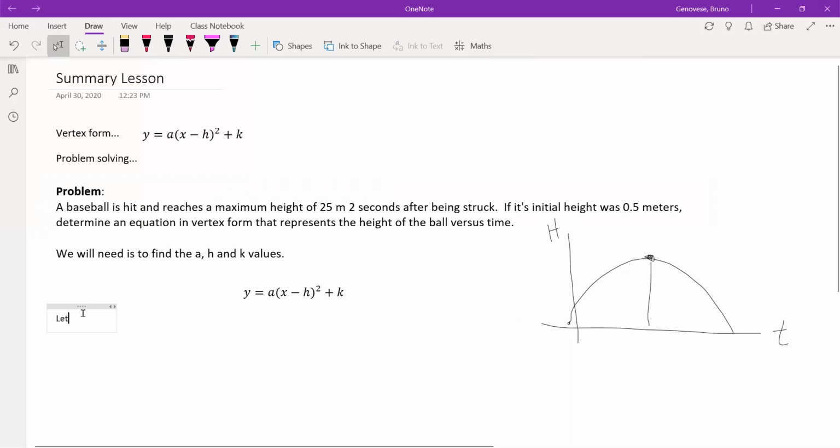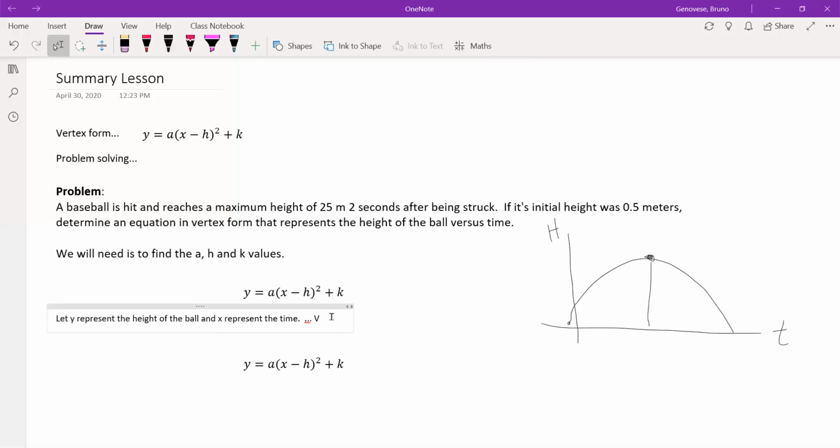So we can say let y represent the height of the ball and x represent time. So the information that we have is given to us that the maximum height is 25, and it happened after 2 seconds. That gives us our vertex.